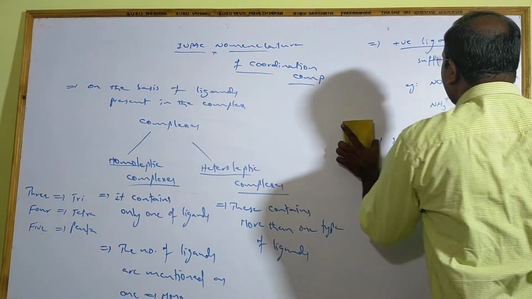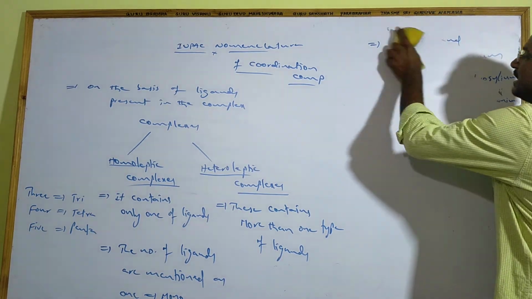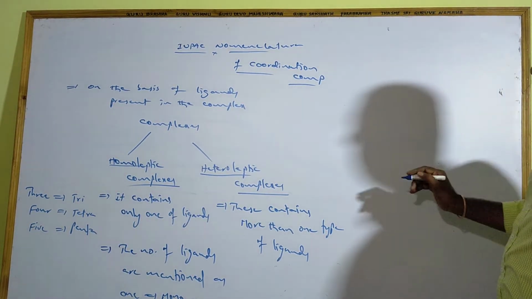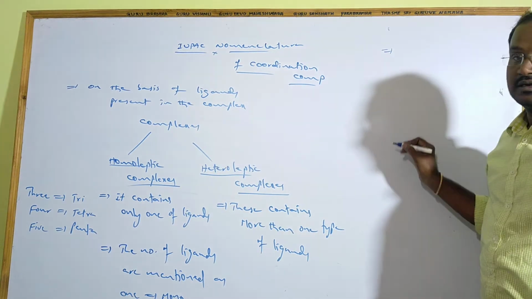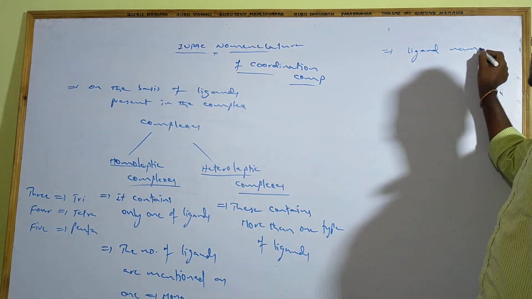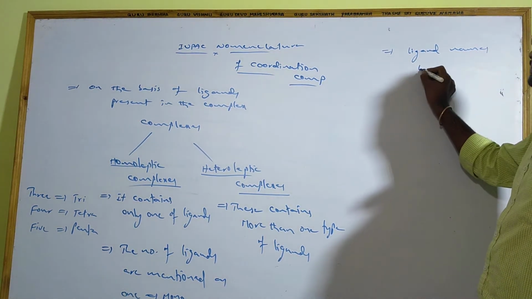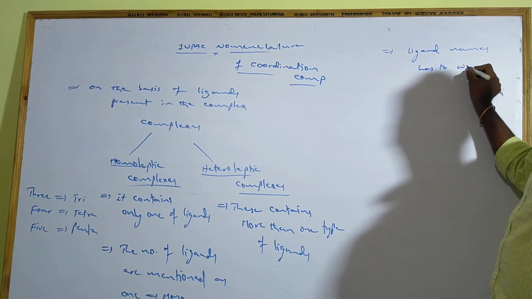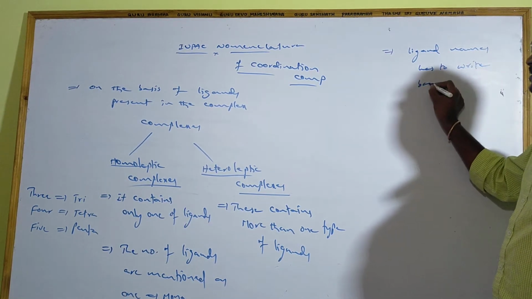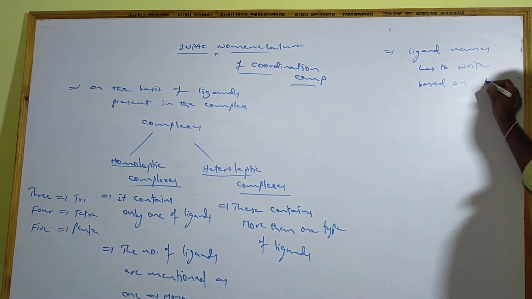In case of heteroleptic complexes, if ligands are more than one type, how do we have to write the names? Please see. In heteroleptic complexes, the ligand names have to be written based on their alphabets.